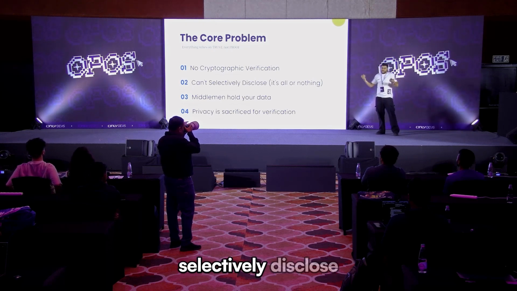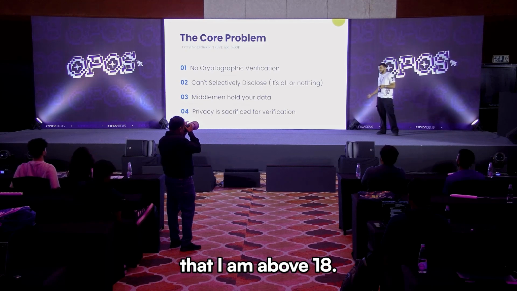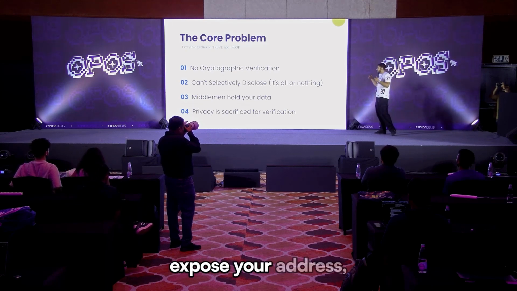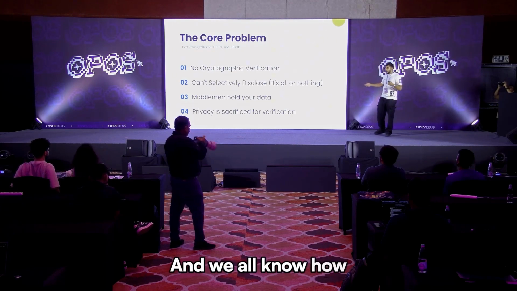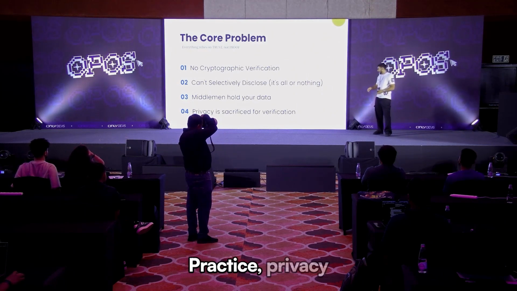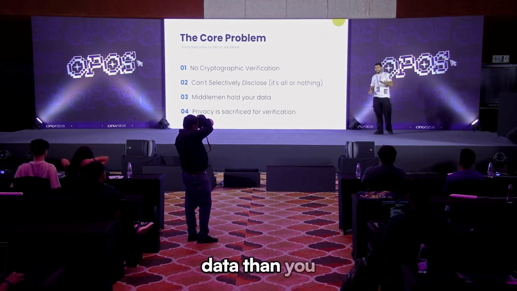Then you cannot selectively disclose the data. You cannot just say, I want to disclose that I am above 18. You have to disclose your entire date of birth. You have to expose your address and so on and so forth. Middlemen hold your data, and we all know how engineers are with security. In practice, privacy is sacrificed for verification. So you're obviously leaking more data than you actually need to.